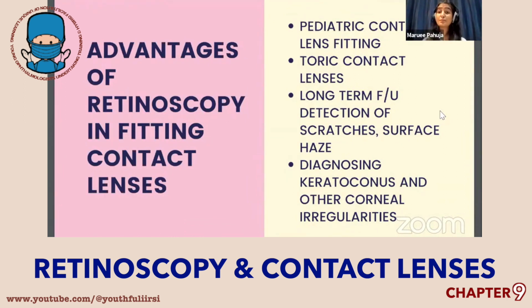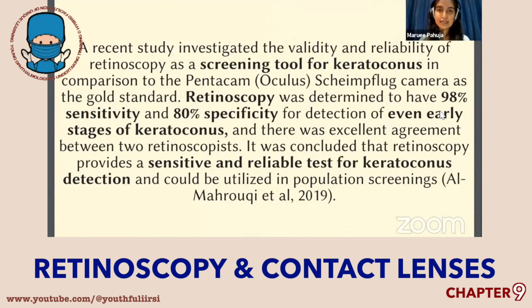Also in long-term follow-ups, you can detect scratches and surface haze in contact lenses with retinoscopy faster than you could otherwise, which you could have easily missed. And in cases of diagnosing keratoconus and other corneal irregularities, a recent study investigated the validity and reliability of retinoscopy as a screening tool for keratoconus, in comparison to the Pentacam Scheimpflug camera as a gold standard. It was determined to have 98% sensitivity and 80% specificity for detection of even early stages of keratoconus.